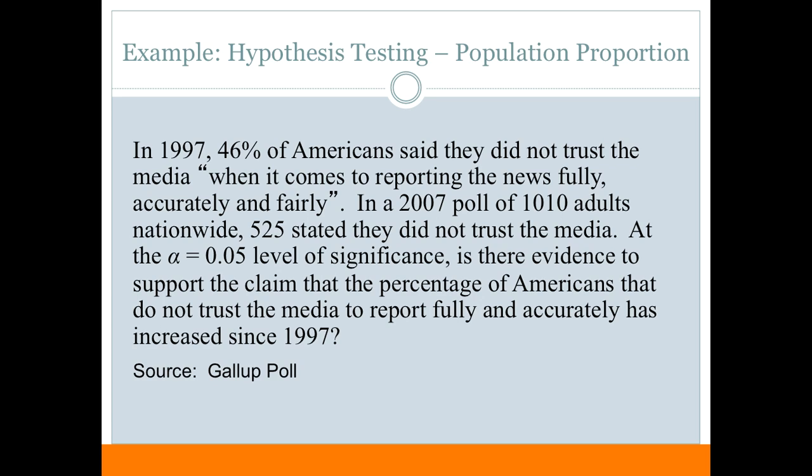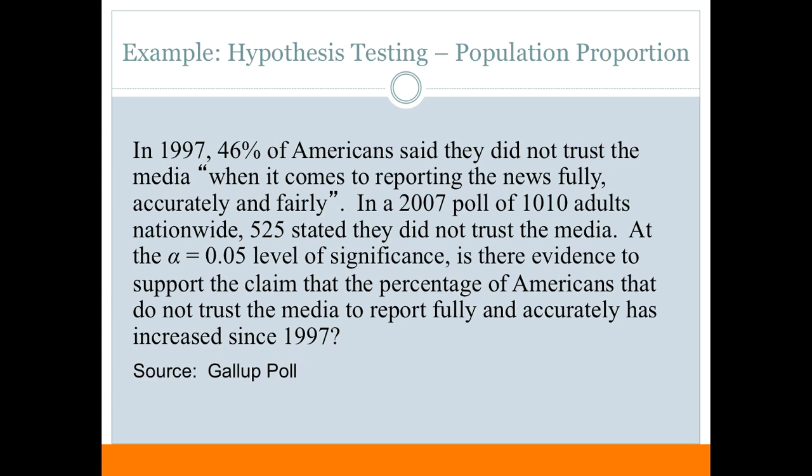So in 1997, 46% of Americans said that they did not trust the media when it comes to reporting the news fully, accurately, and fairly. And then in 2007, a poll of 1,010 adults nationwide, 525 of the 1,010 stated that they did not trust the media either. So at the 0.05 level of significance, we want to determine if there's evidence to support the claim that the percentage of Americans that do not trust the media to report fully and accurately has increased since 1997.